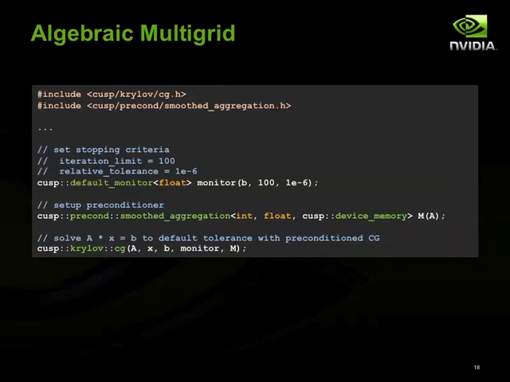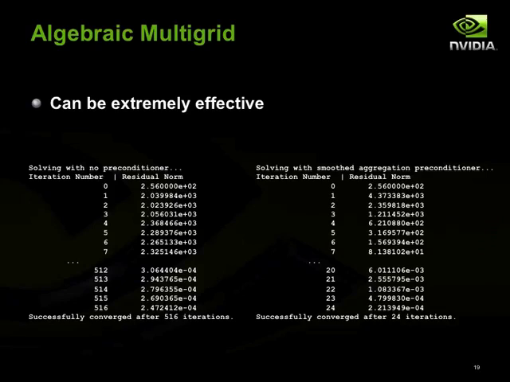And what performance you get out of it, this is a very simple problem that I'm applying it to, but the performance difference can be pretty dramatic. If we use just conjugate gradient and apply it to this problem, which is a 256 by 256 grid, it takes 516 iterations to converge. If we use the multigrid preconditioner, we converge in only 24.